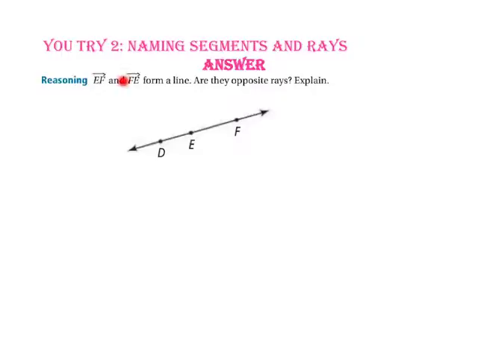Ray EF and ray FE form a line. Are they opposite rays? Explain. All right, so let's look at ray EF. So here's ray EF, and here's ray FE. Notice that they do not have common endpoints. Even though they form a line, they overlap here. So because ray EF and ray FE overlap and do not have the same endpoint, they are not opposite rays.